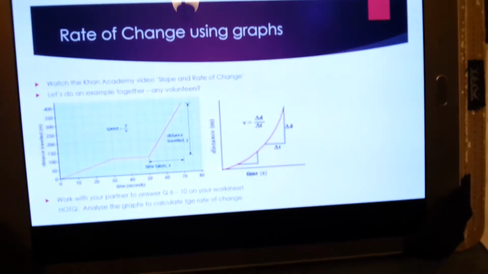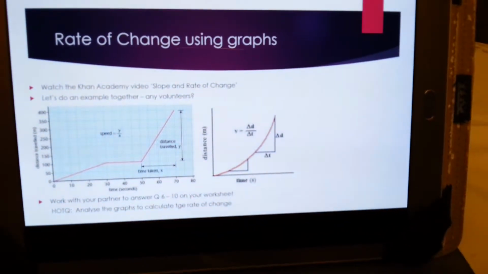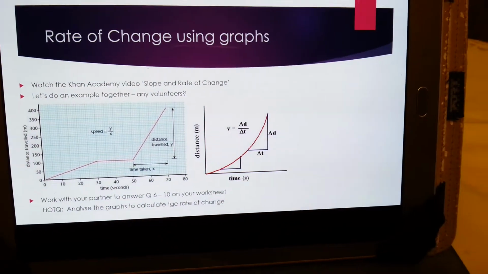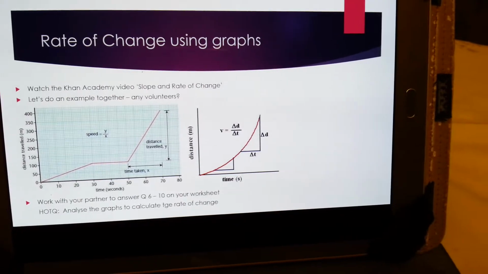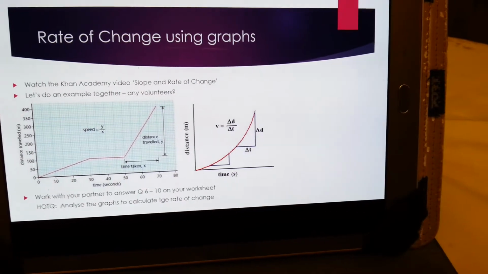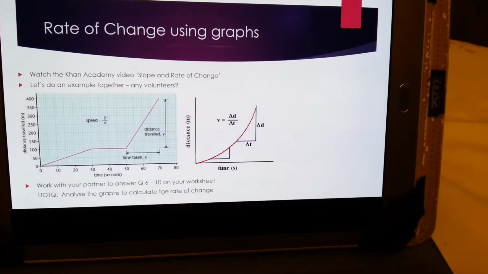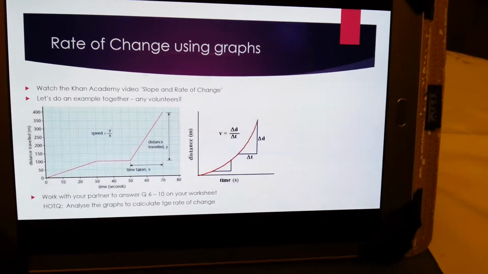So if you remember our second objective, we had to find the rate of change using not only tables of data, but now graphs. Okay, so what we're going to be doing first of all is watching our second Khan Academy video for today. This one's a bit longer, so pay attention.